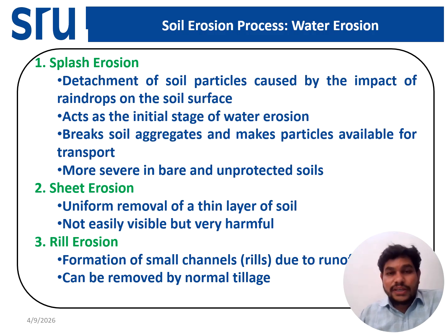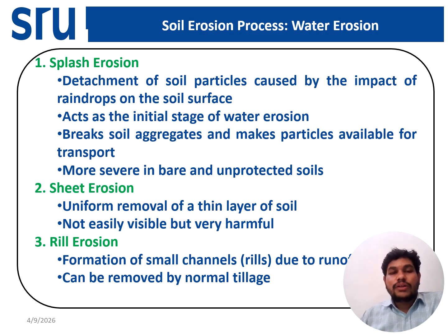Here we will see the soil erosion process and how it occurs by wind and water, because water and wind are very important agencies of soil erosion. First we'll see water erosion. Water erosion occurs in 4 steps. The first step of water erosion is splash erosion.